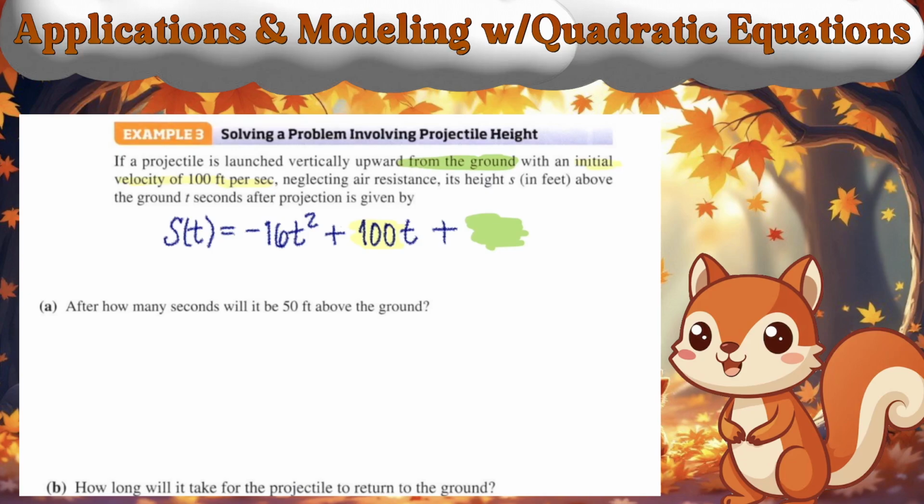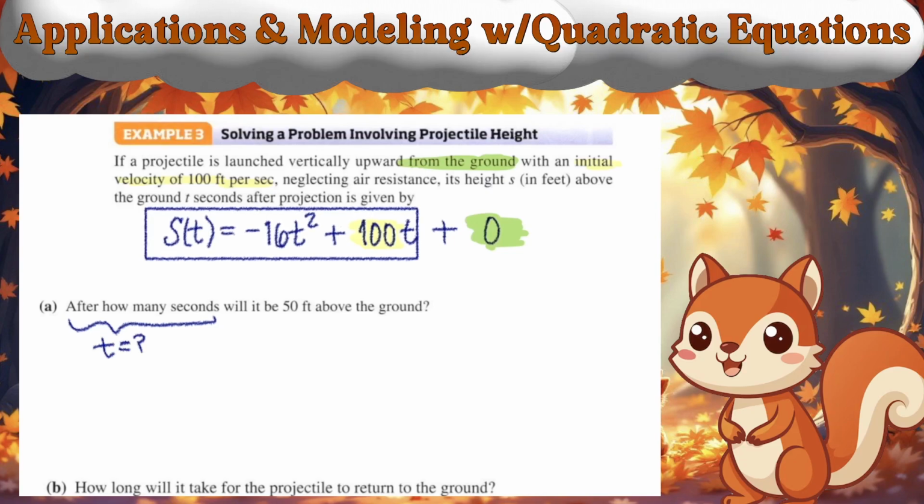So since it's from the ground, its height is 0. And that's why the equation that was given to us didn't have a value there. And really, it was just focused on this part, right? Because we don't need to write plus 0. That's silly, okay? After how many seconds? So that means we're figuring out what t will be. Will it be 50 feet above the ground?